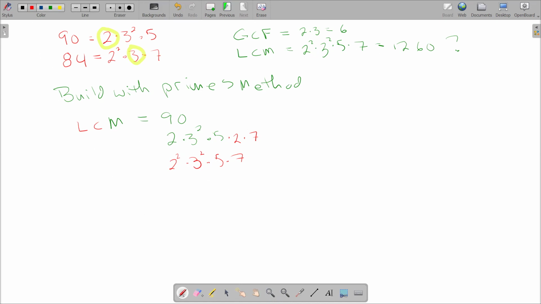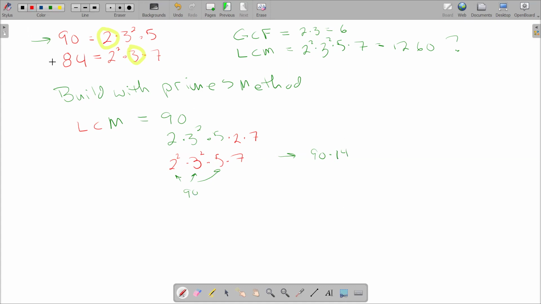So thinking about 90, let's use green to talk about 90. 90 says it has to have a 2, and a 3 squared, and a 5. So 90 is happy. That's a multiple of 90 for sure. I have an extra 2 and a 7, right? So what does that tell me? That this number right here is 90 times that extra 2 times 7, which would be 90 times 14.